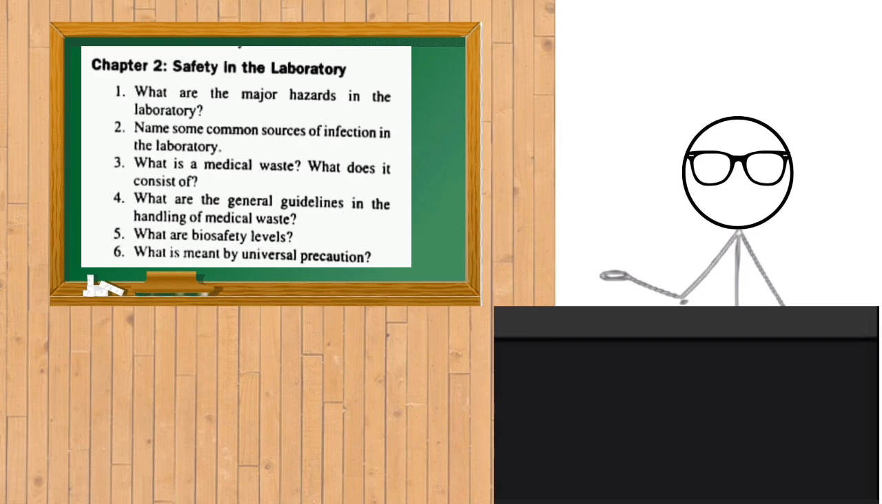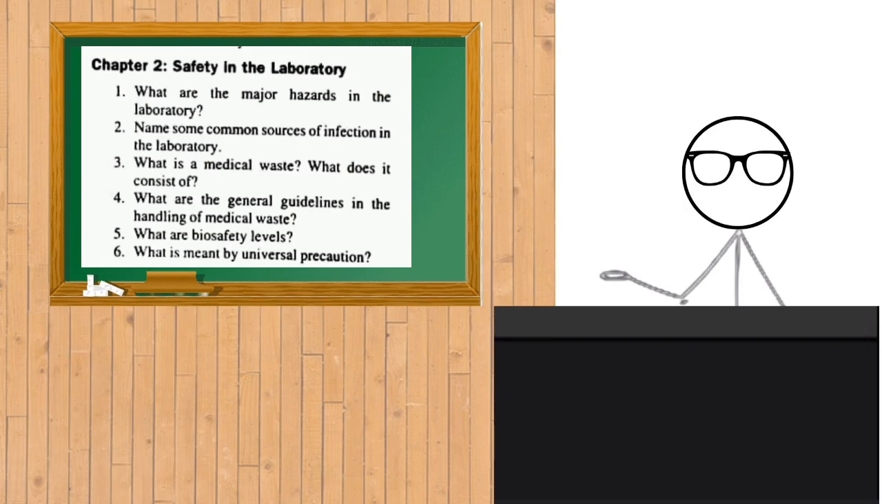Another one is through pathogens finding their way into the body through cuts, pricks, or needle sticks. So if you have an injury or a wound or a cut in your body, pathogens can find their way into your body through those openings in the skin. So that's another common source of infection in the laboratory. So I think we have covered the common sources of infection in the laboratory.